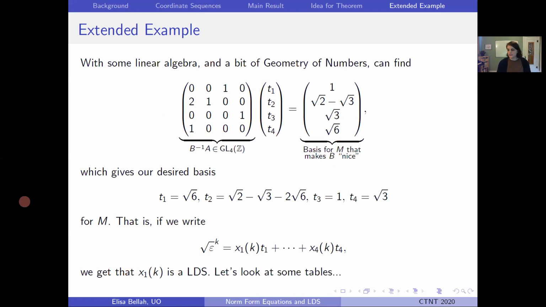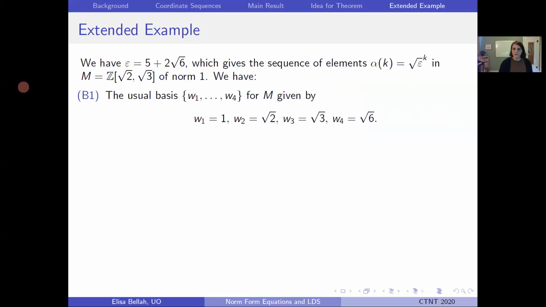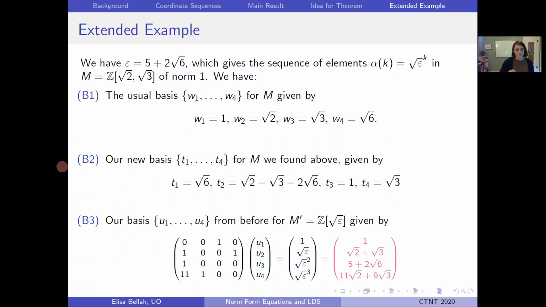So I figured I would end in my last minute by just showing you some tables. Just to remind you where we are, we have this unit 5 plus 2 square root of 6, and I'm looking at powers of the square root of that unit in this module. And we have three different choices for our basis. Here's the basis one would usually choose for Z adjoins square root of 2, square root of 3. I'll call that basis 1. We also just constructed a basis for our module using a bunch of linear algebra and geometry of numbers. And then I want to recall our basis from earlier for this finite index submodule computed in this way.